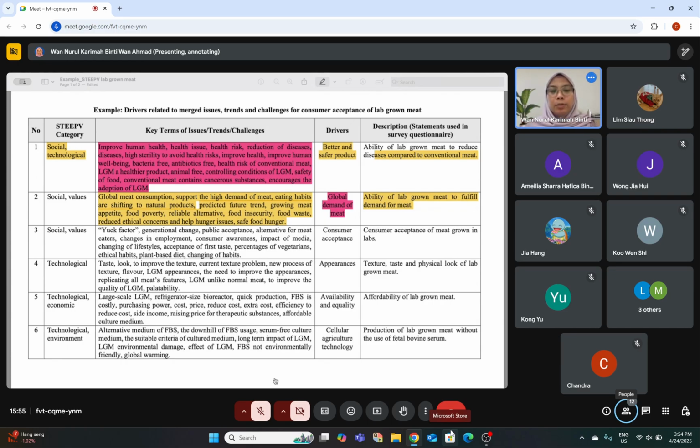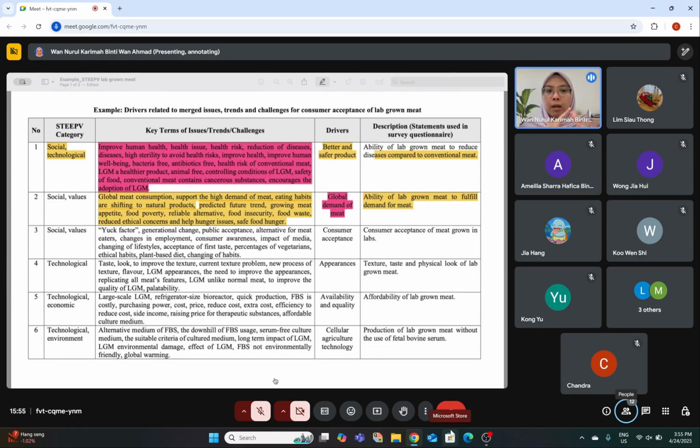You can start to do your STEEPV analysis if you haven't started yet. If you want to understand better ataupun more, you can discuss with your supervisor, because each supervisor may have different way of helping you to understand how, and helping you to do the STEEPV analysis. But I try to share the main steps lah, basically the main steps and the main tables that you need to have in your PSM project.